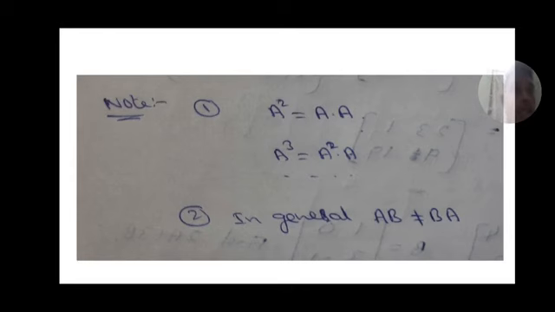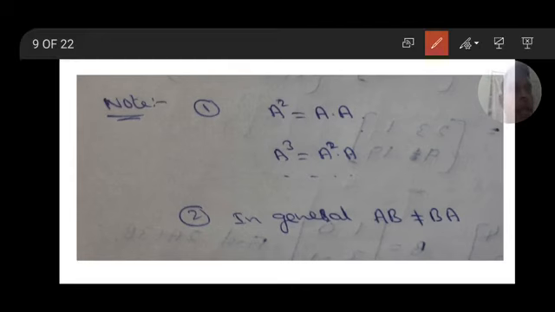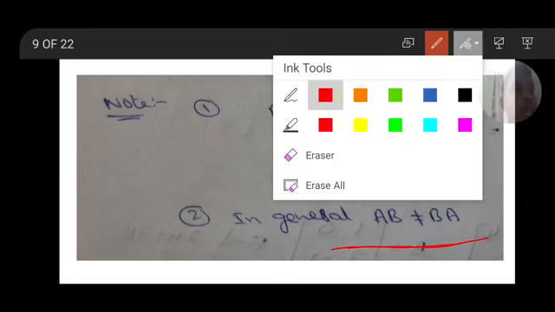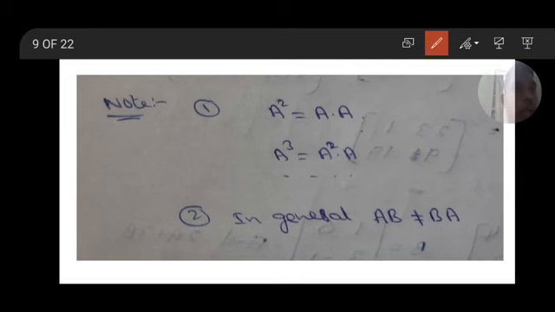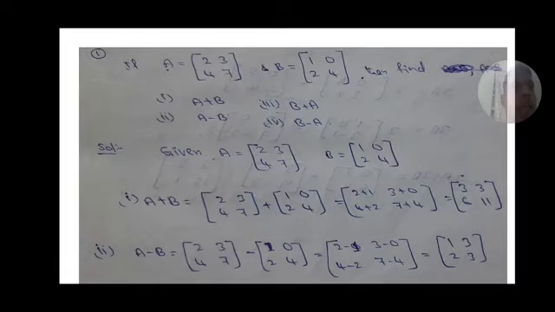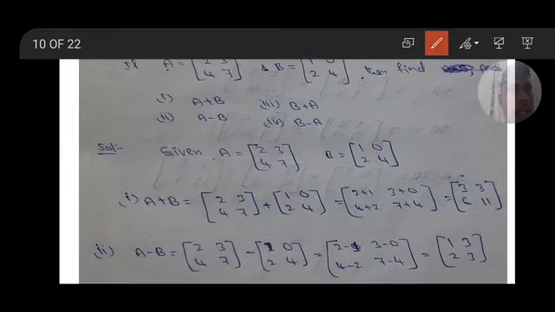Note: A square means A into A, powers. A cube means A square into A. In general, AB is not equal to BA. In some cases it will be equal. Next, problems. First problem, problems on addition and subtraction.